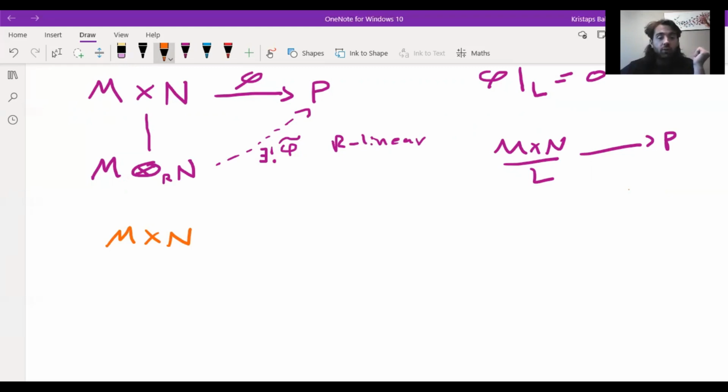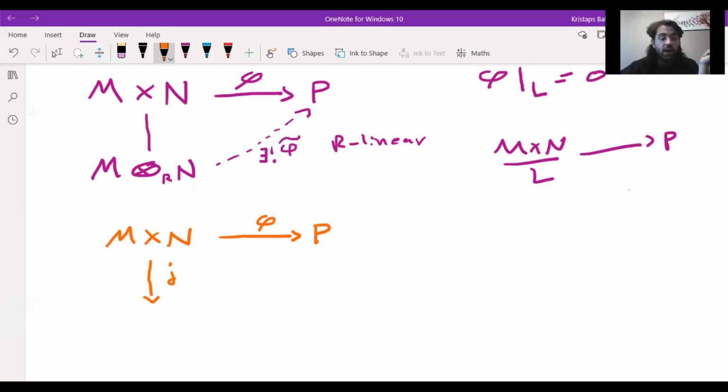So we have our map phi as part of our input data. And what we get here, if you go back and think about the diagram of the free module, is this map J from the set M cross N into our free module.